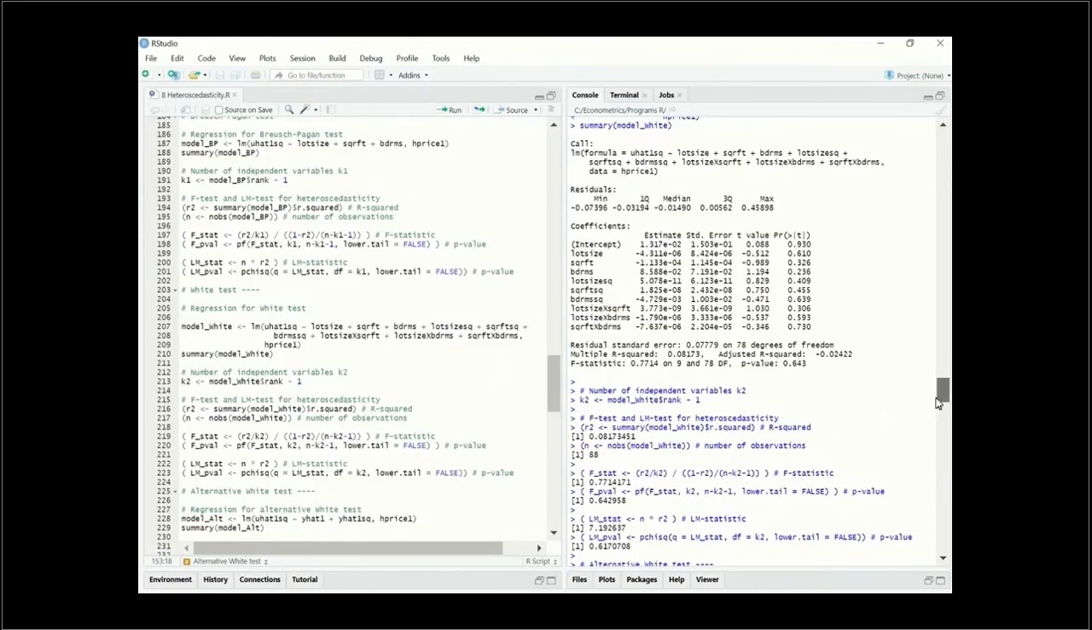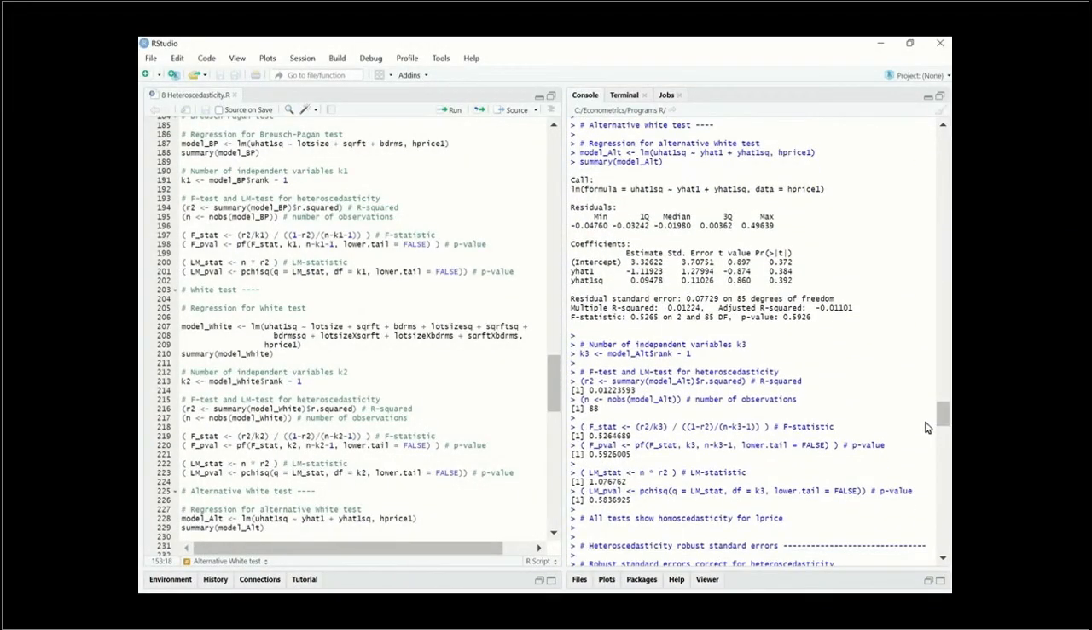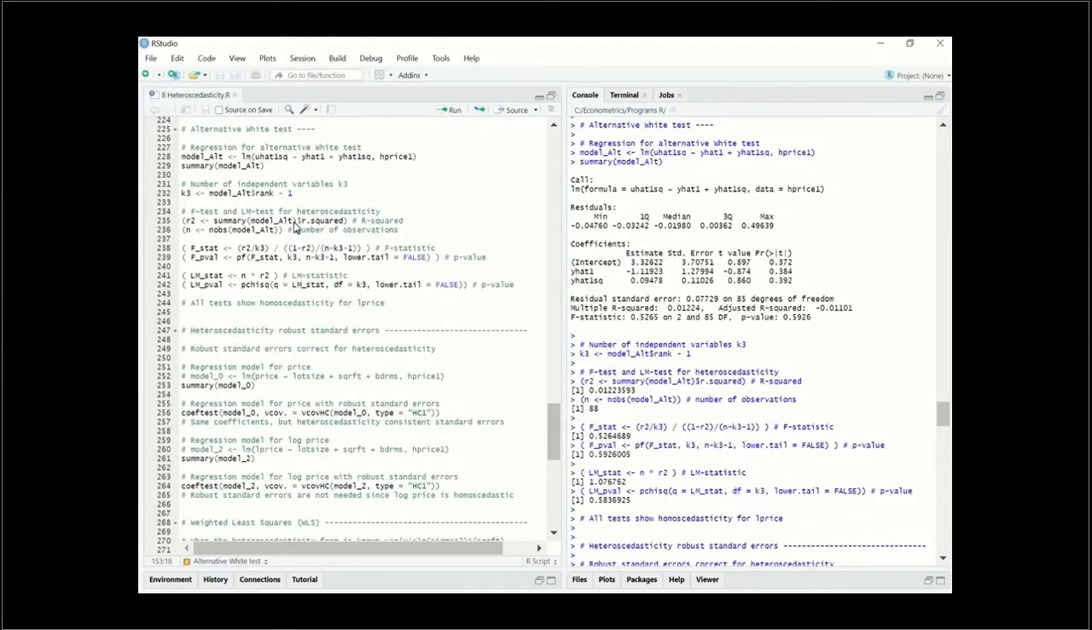So for the last test, just to repeat things, for the alternative White test, again, we're now going to be regressing u hat squared on y hat and y hat squared. So basically, these are the fitted values from the model in logs. So again, this is the residuals from the model in log squared, and this is the fitted value from the model in log, fitted value squared from the model in log.